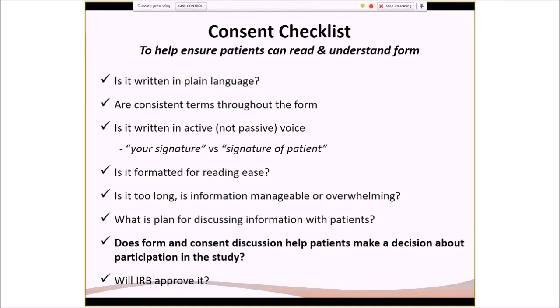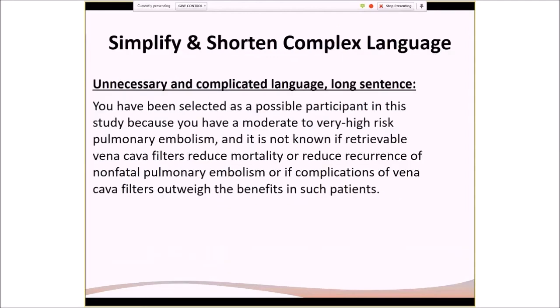What is the plan for discussing the information with patients, to allow enough time for the research assistant or CRA to be totally informed about the study, to answer any questions and let the patient go home and think about it if necessary? Does the form and consent discussion help patients make a decision to participate? And then you've got to figure out if the IRB is going to approve it, which you've got to have. So here are some tips. Simplify and shorten complex language. This sentence is over 50 words. Nobody can handle a 50-word sentence.